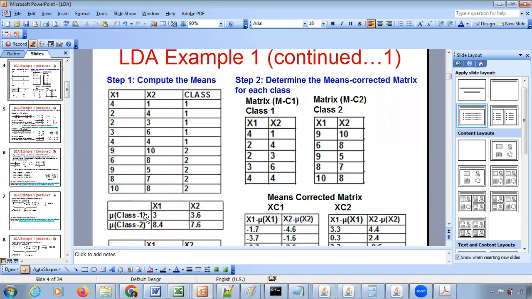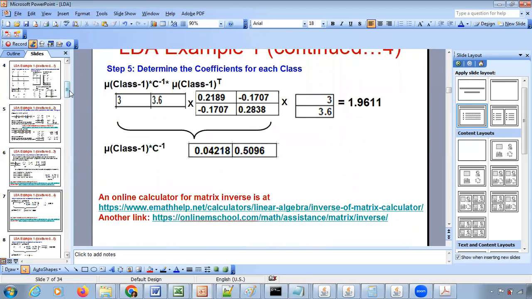The x1 mu for class 1 is 3. That means just among the class 1 records, the average of the x1 values is 3. And just for the class 1 records, the average of the x2 values is 3.6. And you're going to use that as a 1 row, 2 column matrix. As a vector, basically, it's a 1 row, 2 column matrix.